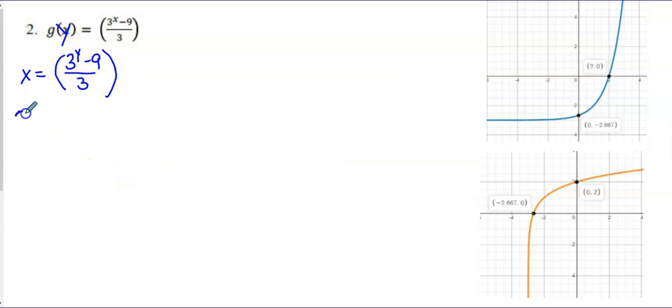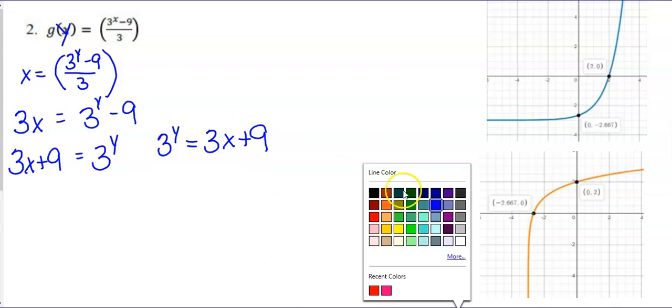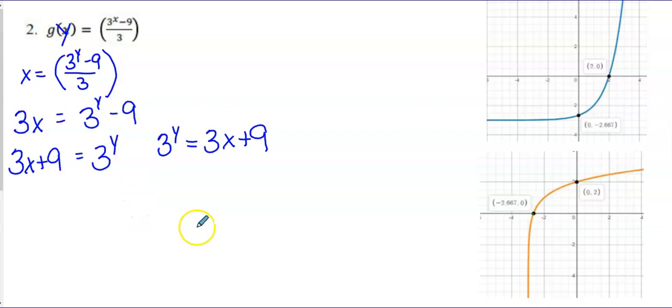So let's multiply times 3. That gets rid of the 3 denominator. And then let's add 9. So at this point, again, I like to switch this around, so it's easier for me to write it in log form. Let me switch to, find it, that's kind of orange. Okay, so now I'm going to rewrite this in log form.